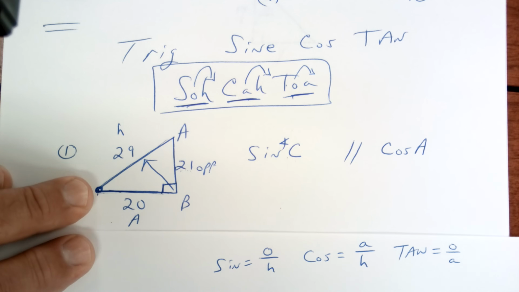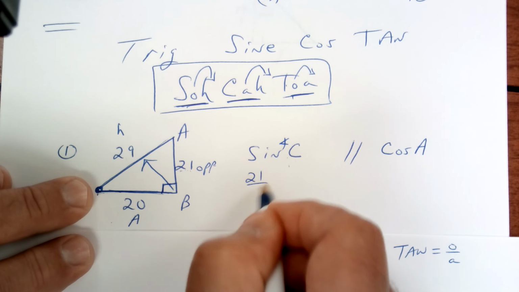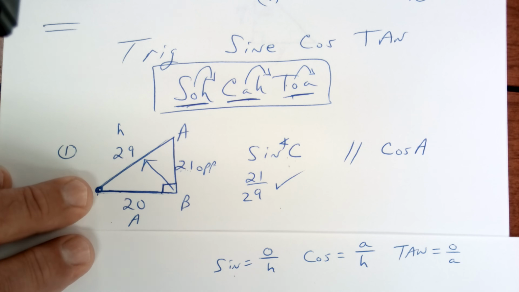So the sine of C, and again, you have to have it labeled correctly. The sine is right here. So you want opposite on top of the hypotenuse. So it's 21 over 29, and that's all you do. Okay? Let's try another one.